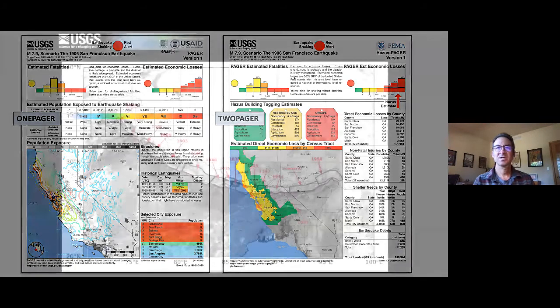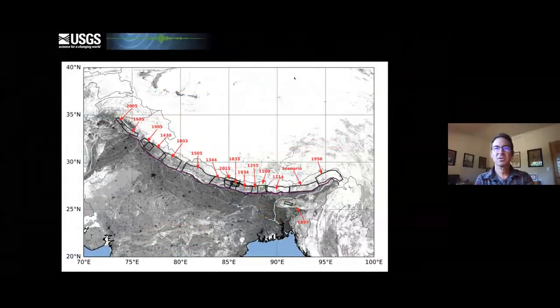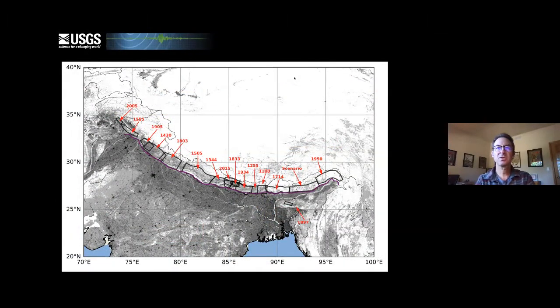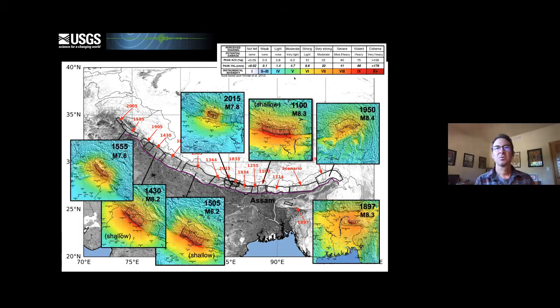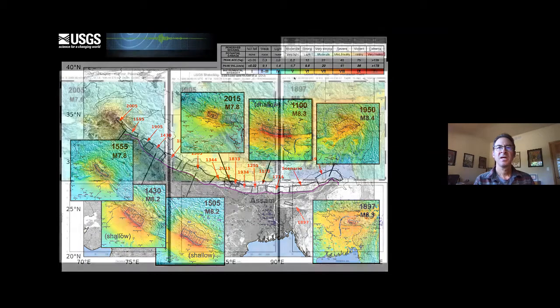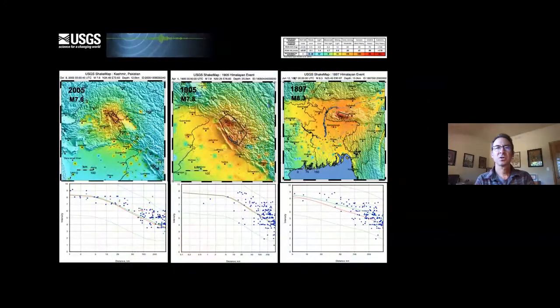I've added this slide. We've done the same exercise for some of the historical earthquakes along the Himalayan front, as well as scenarios for gaps that may exist. And so we can make ShakeMaps for any of these earthquakes with the predictive tools that are in ShakeMap. These are highly uncertain because the ground motion prediction equations are not as well established because of the lack of data in this region.